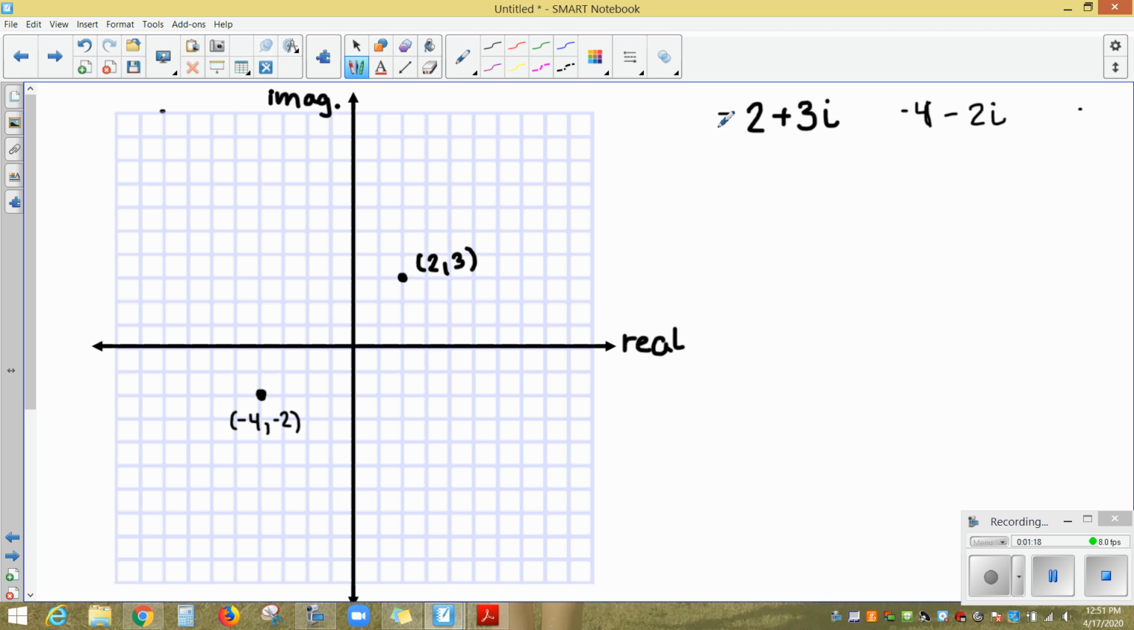Now, if we talk about a complex number and give it the name z, there are some things we can do with it. We can talk about the absolute value of z. The absolute value of a complex number in general is the square root of the real part squared plus the imaginary part squared. So the absolute value of z is the square root of 13.